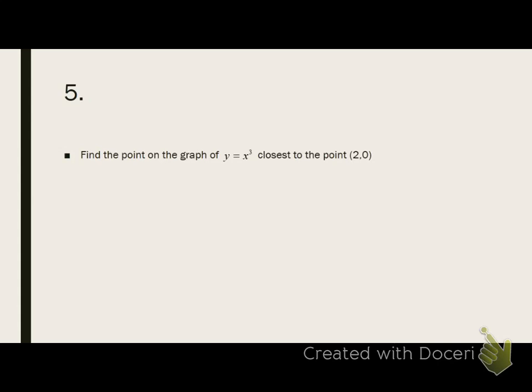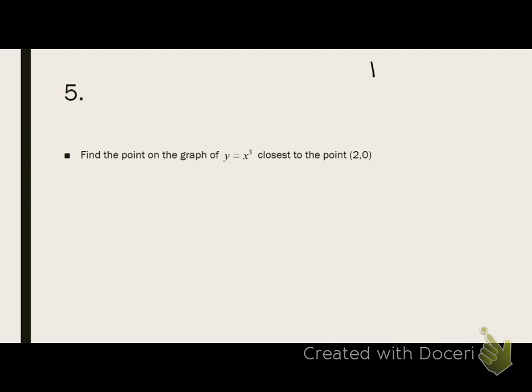Alright, here we go. I didn't have one of these on the quiz. Did you guys notice that? Because I saved it for the test. Find the point on the graph y equals x cubed closest to the point 2 comma 0. Since we're talking about closest, we're going to be talking distance formula.